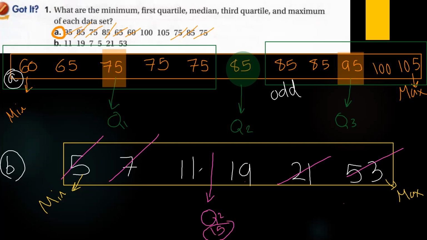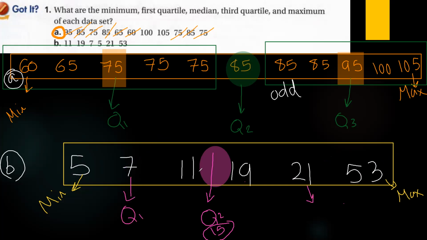Okay, sorry, teacher. So the number here in the middle is 15. Then to find the Q1, as I told you before, you have to come back. Here we have 11, 7, and 5. This is the number in the middle, and here is the number in the middle. So Q1 is 7. Q3 is 21.